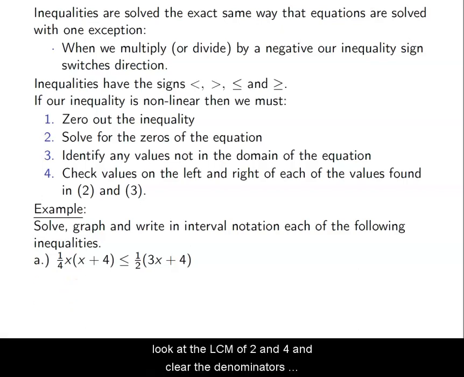Now there are two ways to go about starting this. We can look at the LCM of 2 and 4 and clear the denominators, or we can go ahead and distribute first and then see what happens and then clear the denominators. So just to switch things up a little bit, we are going to go ahead and distribute first.